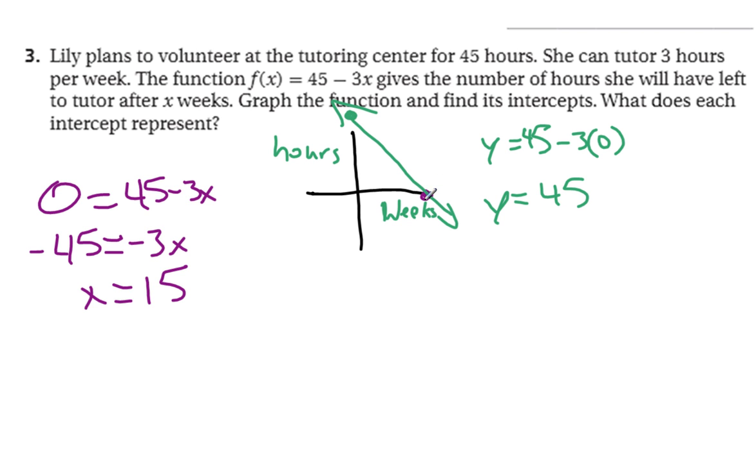And our purple x-intercept, that's how many weeks it would take for her to be done with her hours. So once she reaches this point at 15 weeks, she's finished. So the y-intercept is where we started. X-intercept is where we ended. That's it.